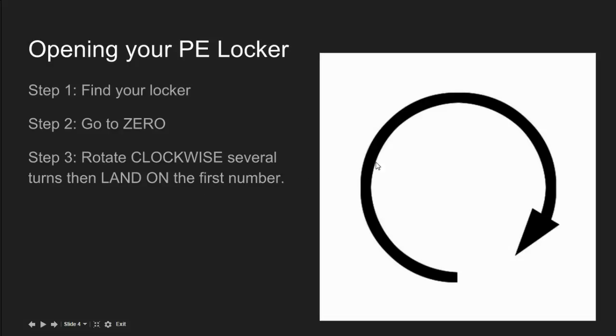Then eventually you want to land on your first number. Look at this arrow demonstration here. If you're taking a look at the combination, this is clockwise. You want to go in this direction several times until eventually you find your first number, you land on it, and you stop on it.